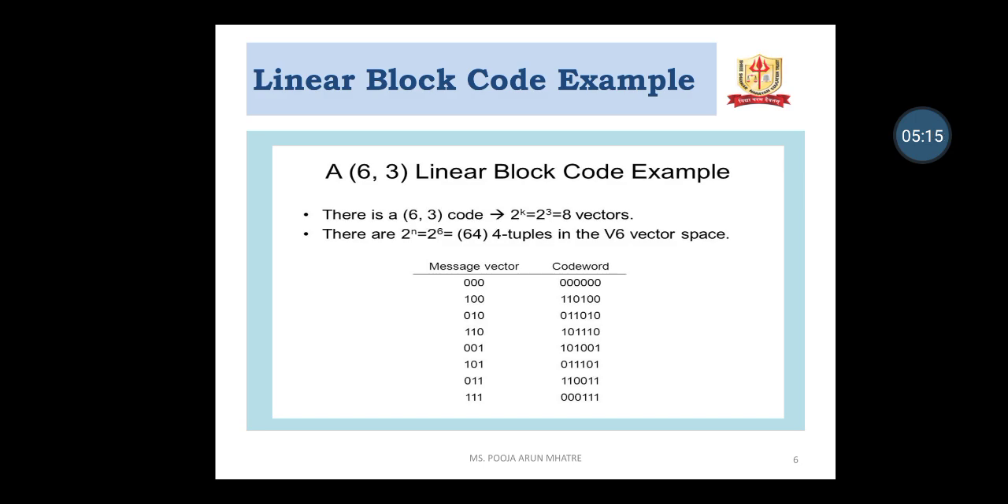So the message vectors are 0 to 8 and the code words are 0 to 8, that is in 3 bits. The message vector is in 3 bits and the code word is in 6 bits.